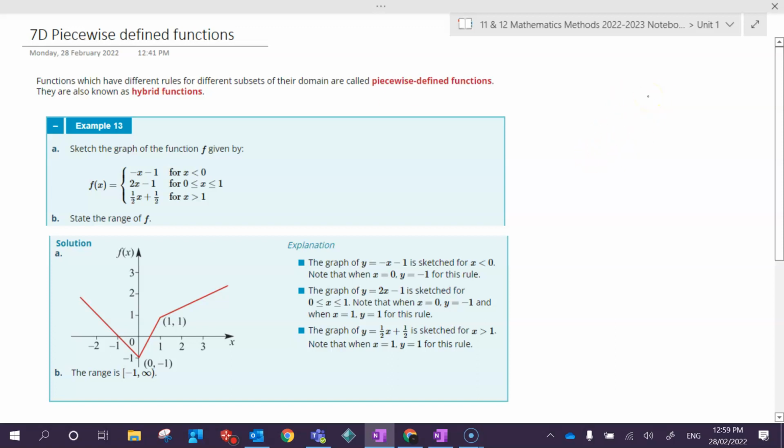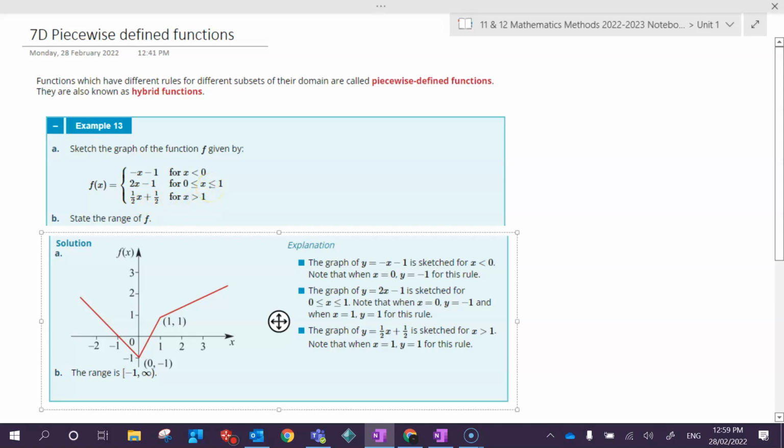So you've seen a piecewise defined function, or a hybrid function. It's a function where there are different rules for different values of x. You can see in the example here, we've got one rule, negative x take 1, for all x values less than 0. We've got a second rule, 2x minus 1, for all values between 0 and 1. And then a third rule, half x plus a half, for x values greater than 1.